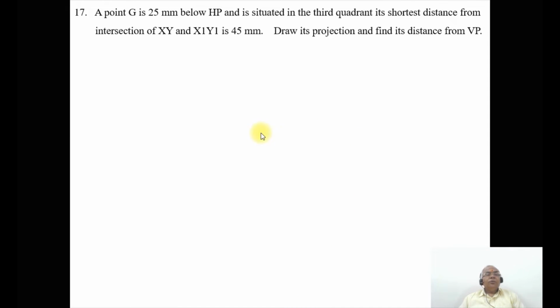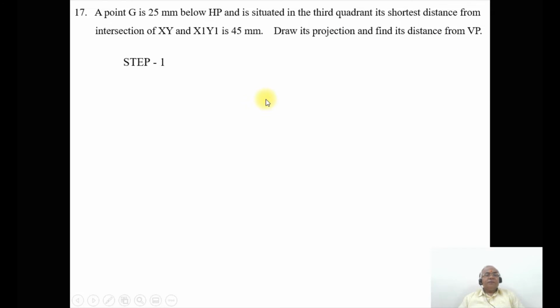Now, in this video, we are going to take up one more problem on the projections of points to find the shortest distance in the third quadrant. How to analyze this problem? The problem reads: a point G is 25 mm below HP and is situated in the third quadrant. Its shortest distance from the intersection of XY and X1Y1 is 45 mm. Draw the projections and find its distance from VP.